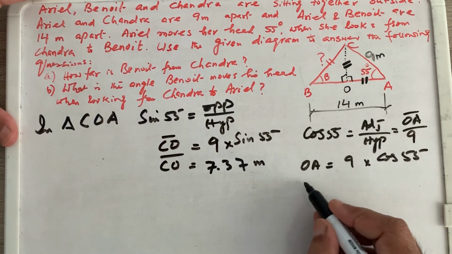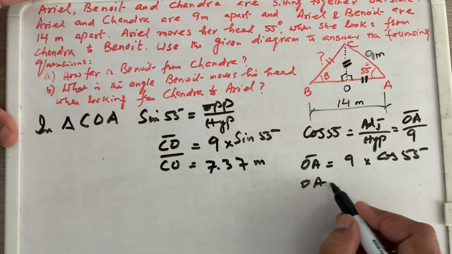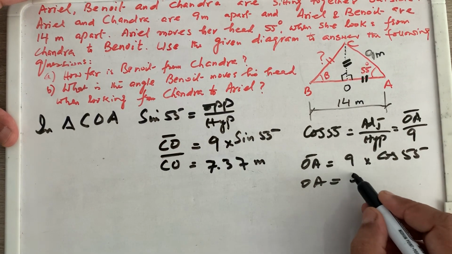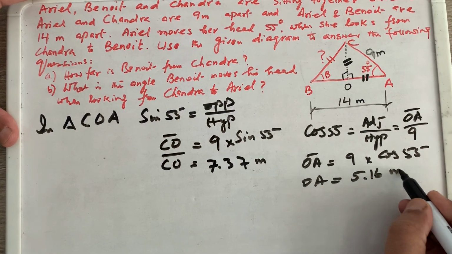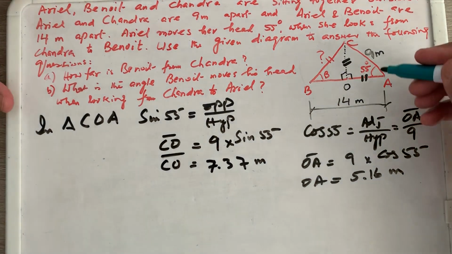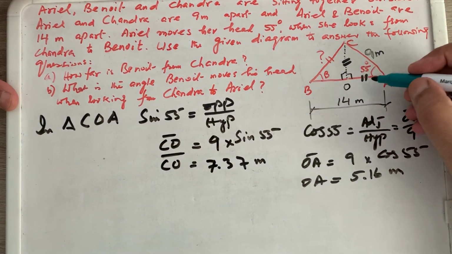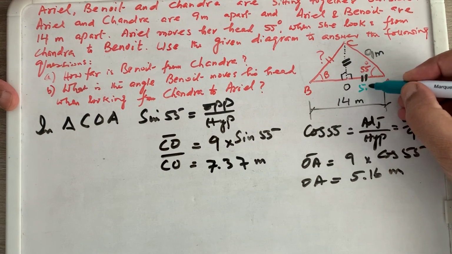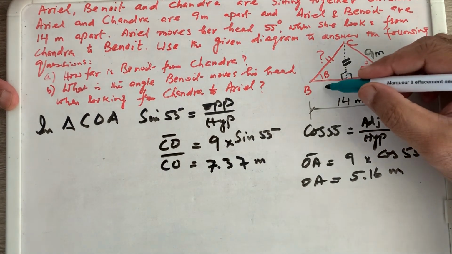If you take the value of cos 55 and multiply it by 9, you will get 5.16 meter. So this way you know this thing as well, right? Why do we calculate this part? We calculate this part because this whole distance is 14. So if we know this part, 5.16, we can find out this part as well.